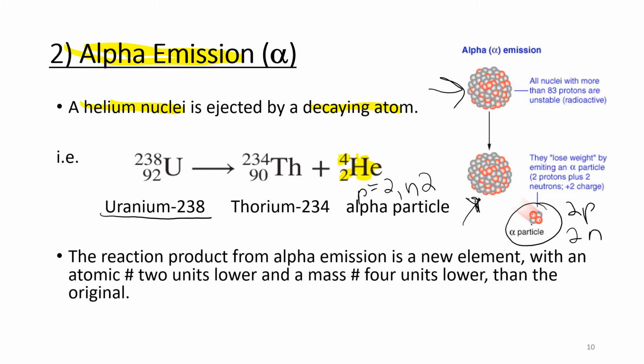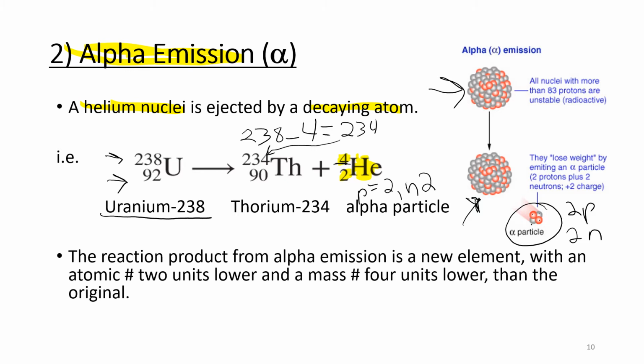And we're going to do the same thing we did in the previous beta emission example, where we balance the mass number at the top and the atomic number at the bottom. So uranium-238 is our reactant on the left, and we need to balance when we create our new product on the right. So the mass number of helium in this case must be subtracted. So we have 238 minus 4, and that equals 234. That's the mass number of our new element.